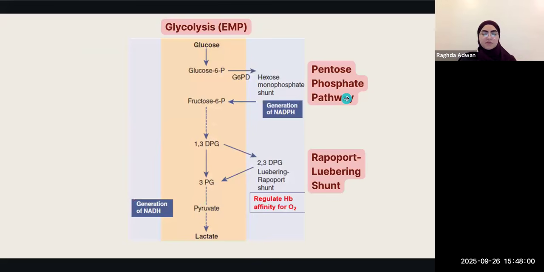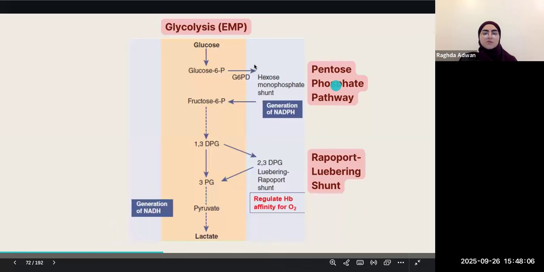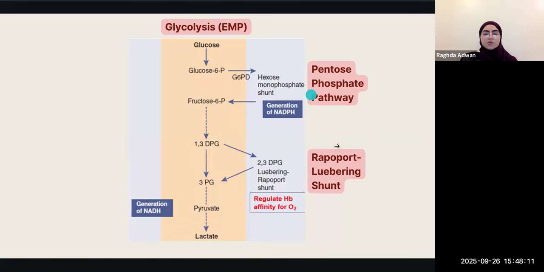This is an overview of all the pathways, the 3 that I just talked about. EMP or glycolysis, this one. The pentose phosphate pathway is this one off to the side, which is generation of NADPH. The third one is the Rappaport-Luebering shunt, which is used to make 2,3-bisphosphoglycerate, 2,3-BPG or DPG, that is used to regulate hemoglobin affinity for oxygen. Is this clear?